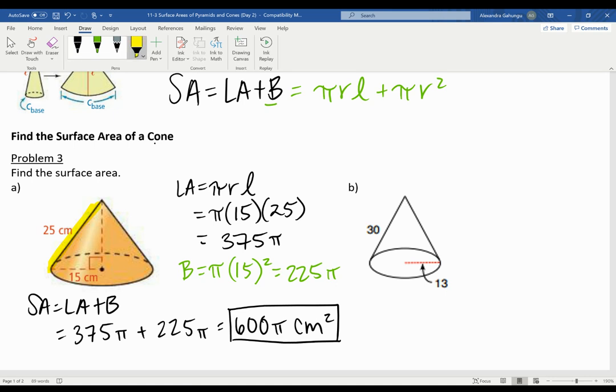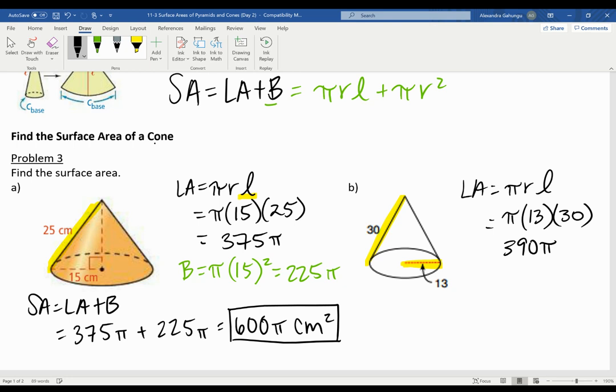Second example, same idea, looking for that slant height to help us here, and then looking for the radius to help us with everything else. So lateral area, pi r L. So it's pi times the radius times my slant height, so the slanty part. I'll get 390 pi. Then to find the surface area, lateral area plus my base. So I'm missing my area of my base. It's a circle, so it's pi r squared. Pi times the radius squared. So I get 169 pi.